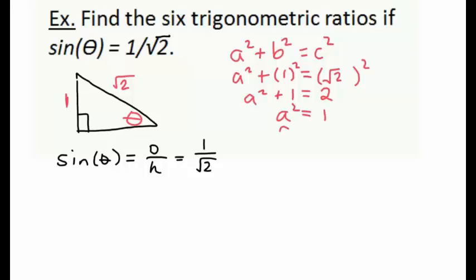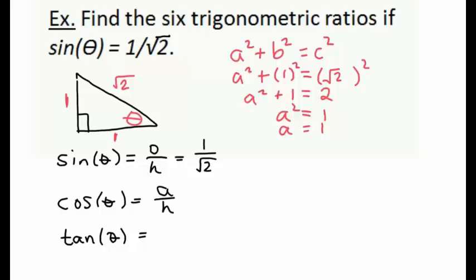And solving for a, we could get plus or minus 1 here, but since we're dealing with a positive distance on a triangle, we're going to take just the positive root here. So our missing side length must also be a value of 1. With this third side found, now we can go ahead and find cosine and tangent of theta. Cosine is adjacent over hypotenuse, which is also going to be 1 over the square root of 2. And tan of theta is opposite over adjacent, which is going to give us a ratio of 1 over 1.